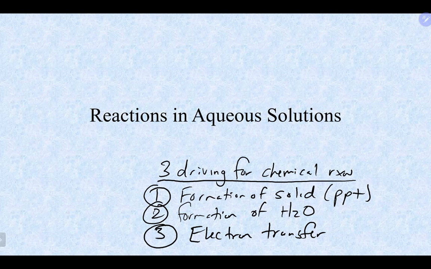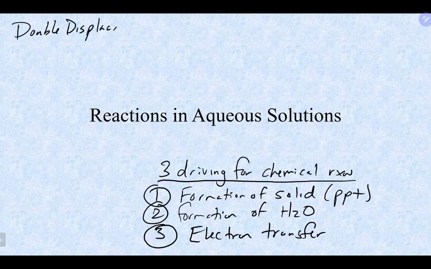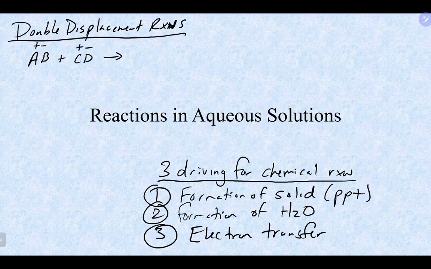With that being said, pretty much all reactions fall under 2 umbrellas. The one umbrella is double displacement reactions. And a double displacement reaction has a general form of AB plus CD. Each of these is an ionic compound, so you have 2 ionic compounds. What happens in a double displacement reaction is the 2 positive guys switch partners. They do a switcheroo there, and you'll form 2 new ionic compounds on the other side.